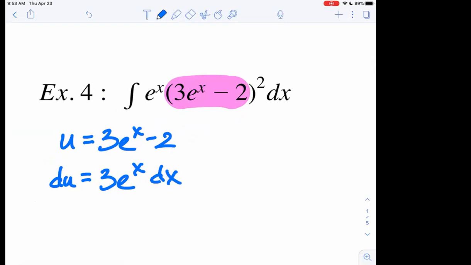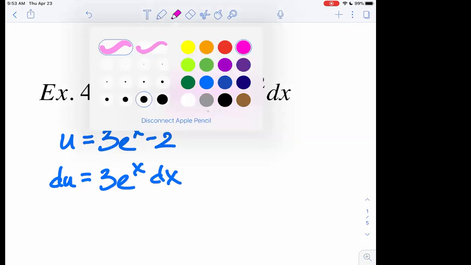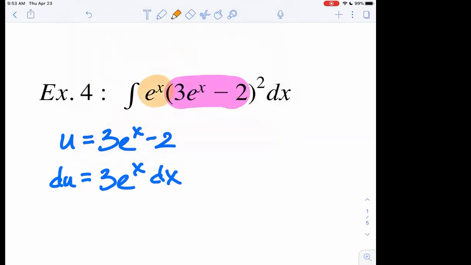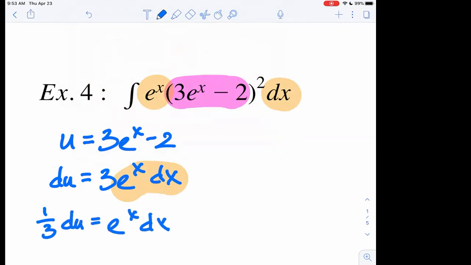It's a constant, so that they cancel. Exactly. 2 is a constant, so when you take the derivative, it's going to go away. So now let's see if we need to do any work to the du. I've got e to the x dx, which matches with e to the x dx. So that means I'm going to need to divide that 3 away in order to substitute. Okay?